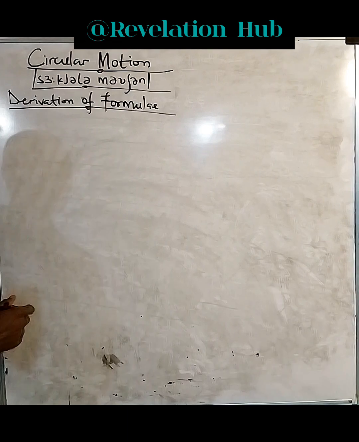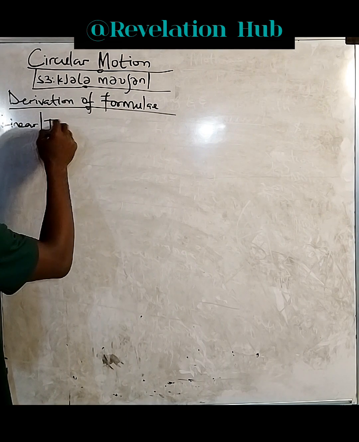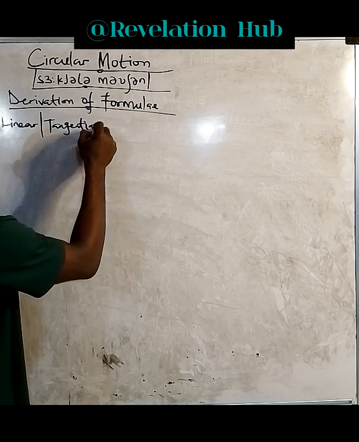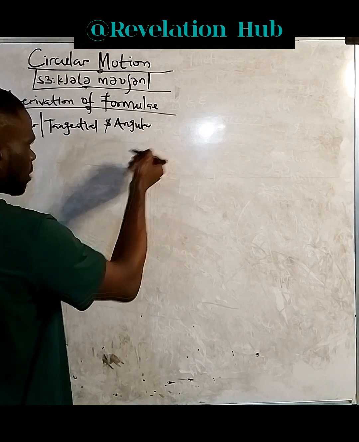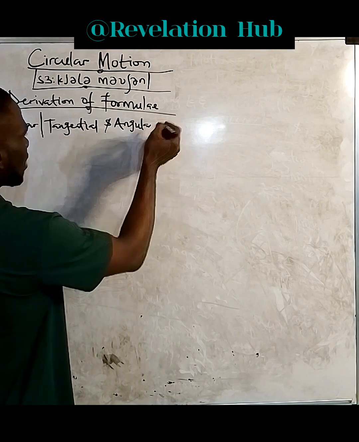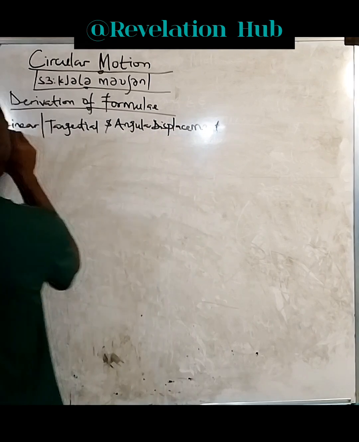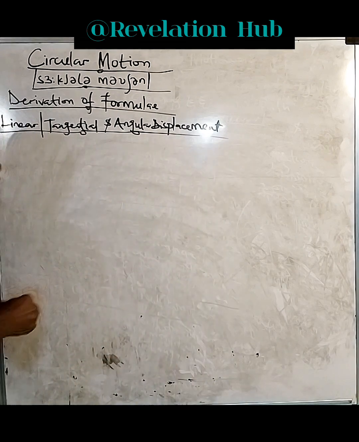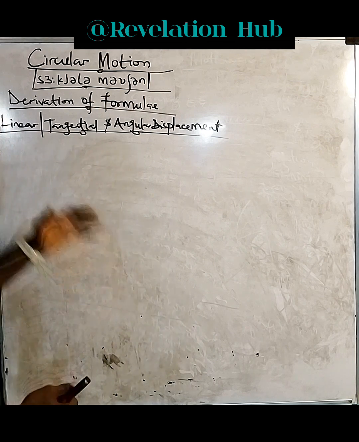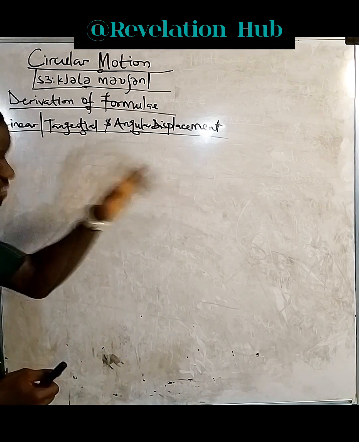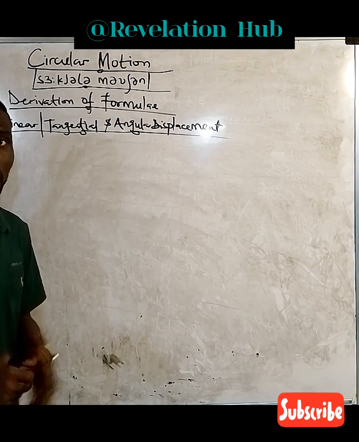Today we're just discussing what we call the linear, don't forget the linear is also called tangential, the linear or tangential and angular, or sometimes we call it angular centripetal, linear tangential and angular displacement. This is what we're going to derive, the formulas for these two quantities today. So we're going to look at how we can derive the formula for linear displacement and then angular displacement. So let's see how we go about that.